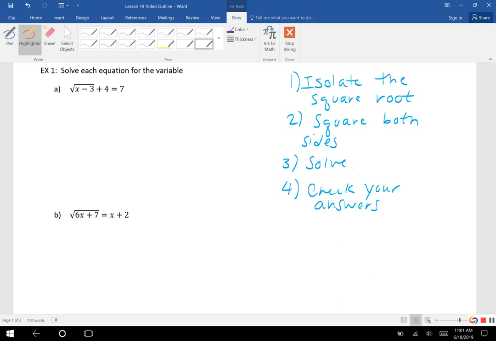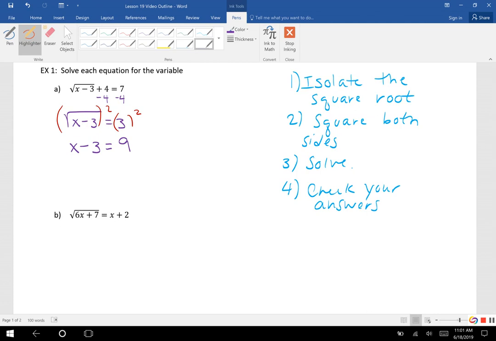So in example 1a, to get the square root by itself, I have to subtract 4 from both sides. So now I've got square root of x minus 3 equals 3. That was step 1. Step 2 is square both sides. So if we want to get rid of a square root, we have to do the opposite, or square it. That's going to get rid of the square root on the left, so now I just have an x minus 3. And then on the right, 3 squared is 9. So that was step 2, I squared both sides.